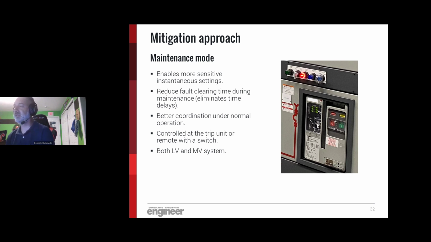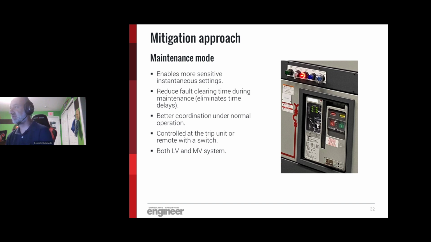So if you're going to maintain that piece of switchgear, you could go into the breaker and adjust it to a maintenance mode, which then takes those instantaneous and short time settings down to a low level, which will allow it to clear the fault much quicker. So it eliminates all the time delays in that breaker. It basically allows you to maintain coordination under normal operation, but lower it and be safer under a maintenance condition.